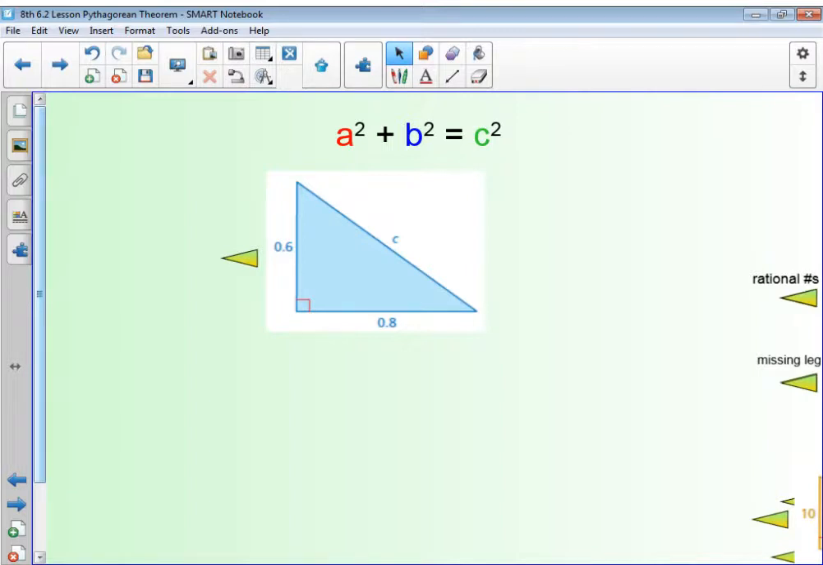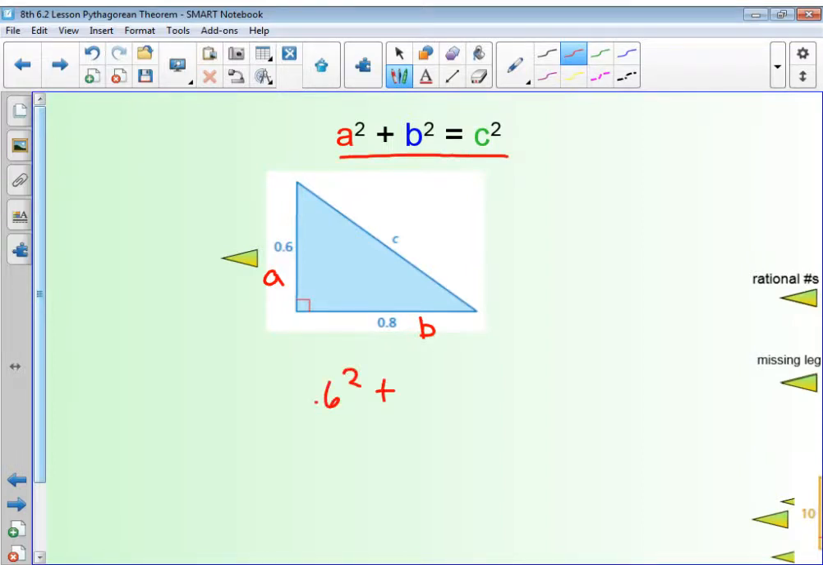So here we're going to go ahead and still use that same process. So A and B, it doesn't matter which one I pick. I'm going to say this is A and this is B. You can reverse those. So I'm going to plug into my equation up here. So 0.6 squared plus 0.8 squared equals C squared. I don't know C. I don't know the hypotenuse. So now I'll go ahead and use my calculator to do these.